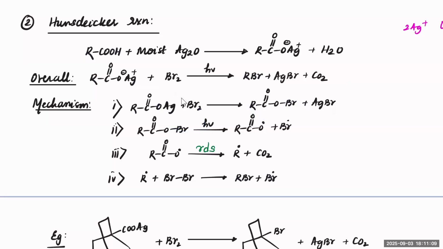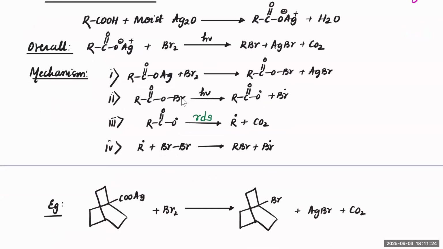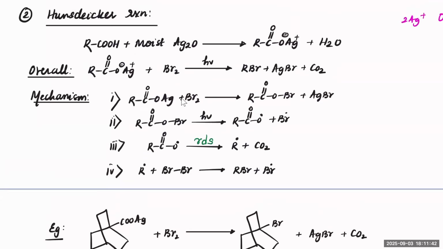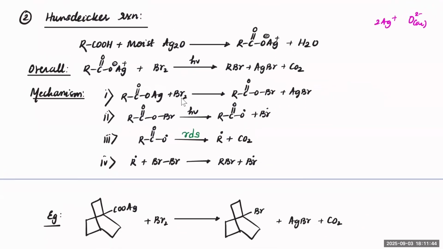Okay. Now, once you get this form, in the presence of heat, oxygen and bromine will split into radicals like this. And once you get a carboxylate radical, you remember Kolbe electrolysis. There also we removed carbon dioxide. Here also it does the same thing. R dot will come, and R dot will react with Br2 to convert into RBr and Br dot. Okay, so that's how alkyl bromide is formed here. Girls, please check the Hunsdiecker reaction once.